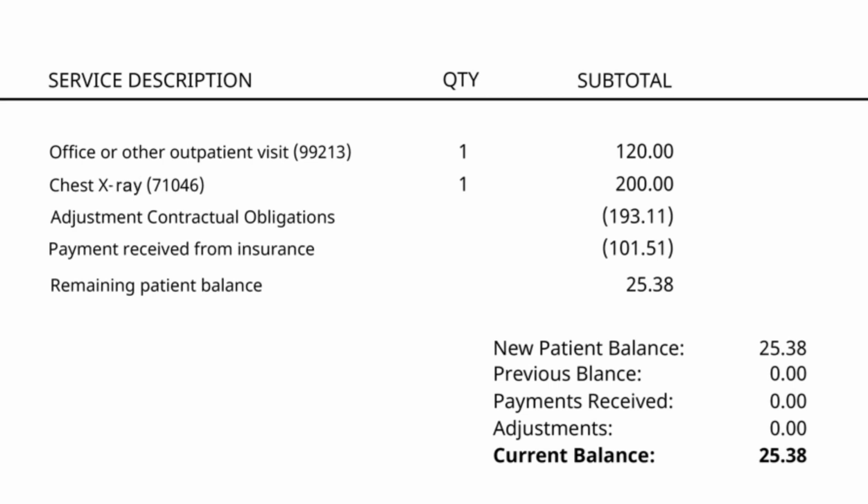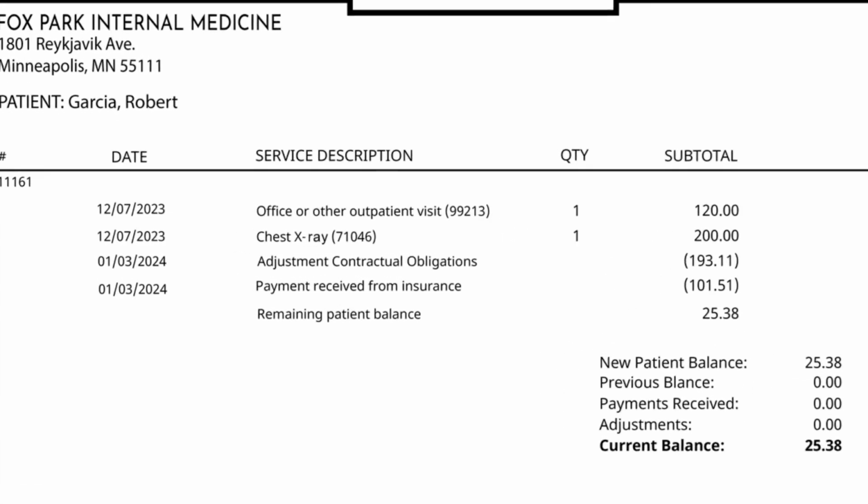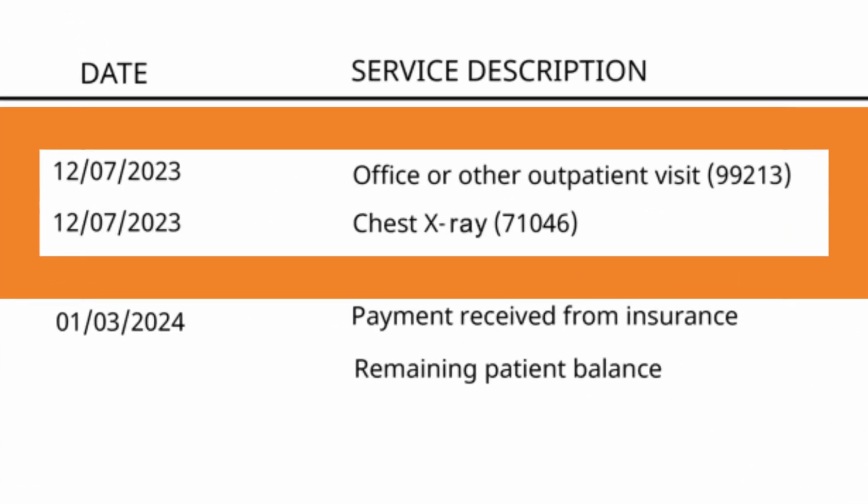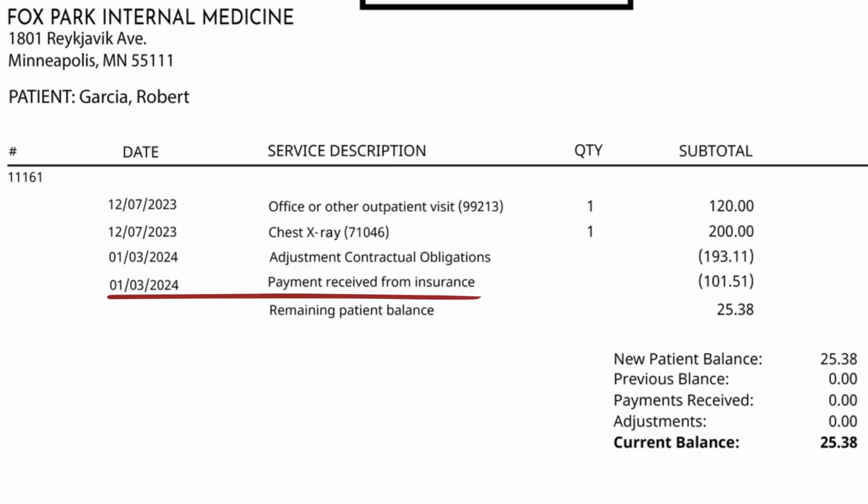or the insurance company. According to the bill, on December 7th, Robert was charged for an office visit and a chest X-ray. In this case, Robert did receive each of these services. The bill shows that on January 3rd, Robert's insurance paid $101.51 towards the bill as shown here. Also on January 3rd, there was a write-off adjustment of $193.11. We'll discuss that more when we look at Robert's EOB in a second.